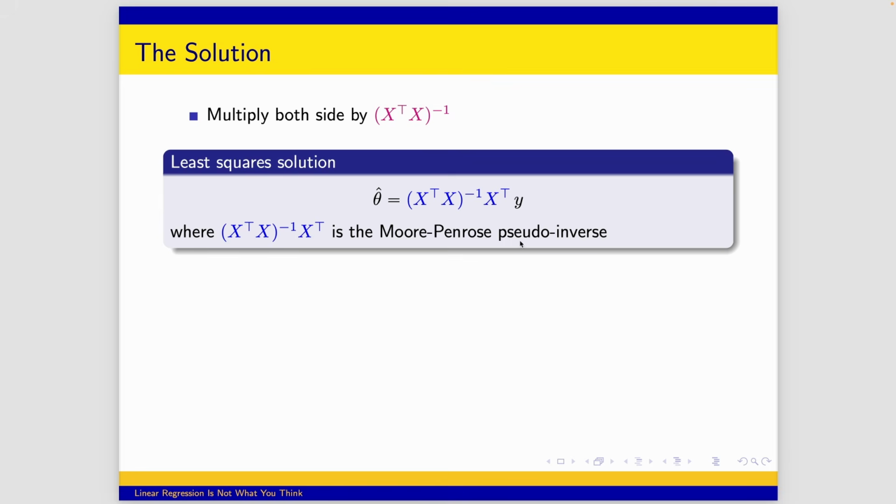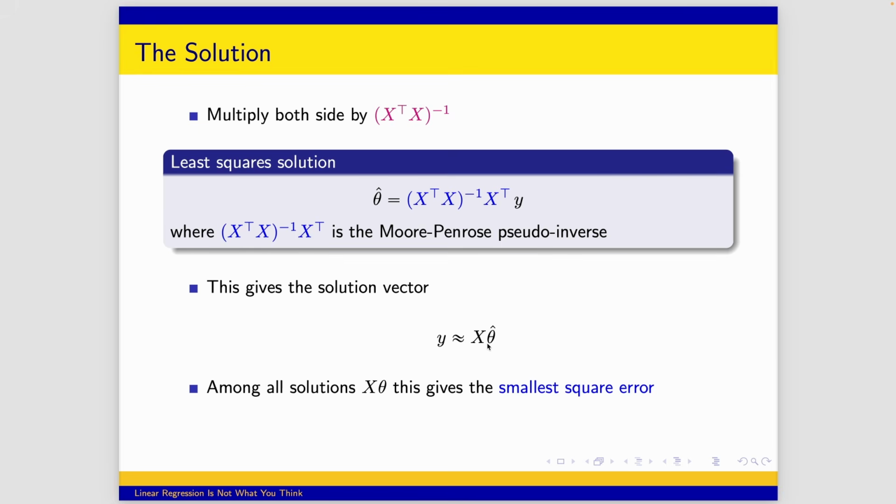So that's what we get as the solution, our theta hat. And we call this quantity the Moore-Penrose pseudo-inverse. So this gives us solution vector y is approximately x times theta hat. Now, among all solutions of the form x theta for some vector theta, this gives the smallest square error.